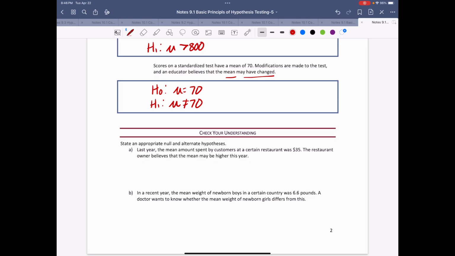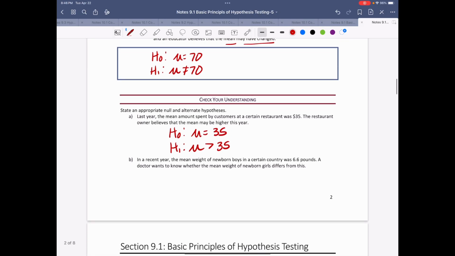Letter A, it says last year the mean amount spent by customers at a certain restaurant was $35. The restaurant owner believes the mean may be higher this year. Okay, so I'm going to do the same thing. The restaurant owner believes the mean may be higher than 35. H0, mu is 35.